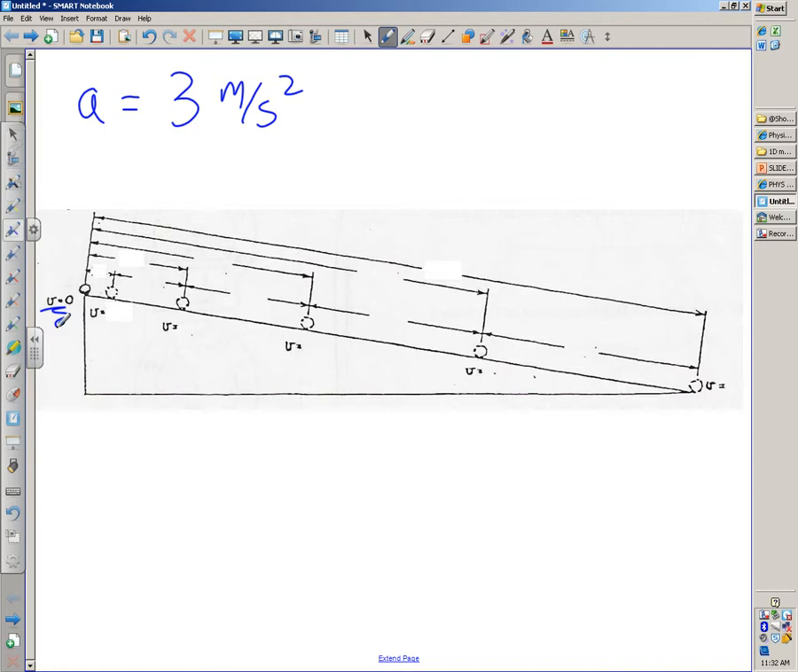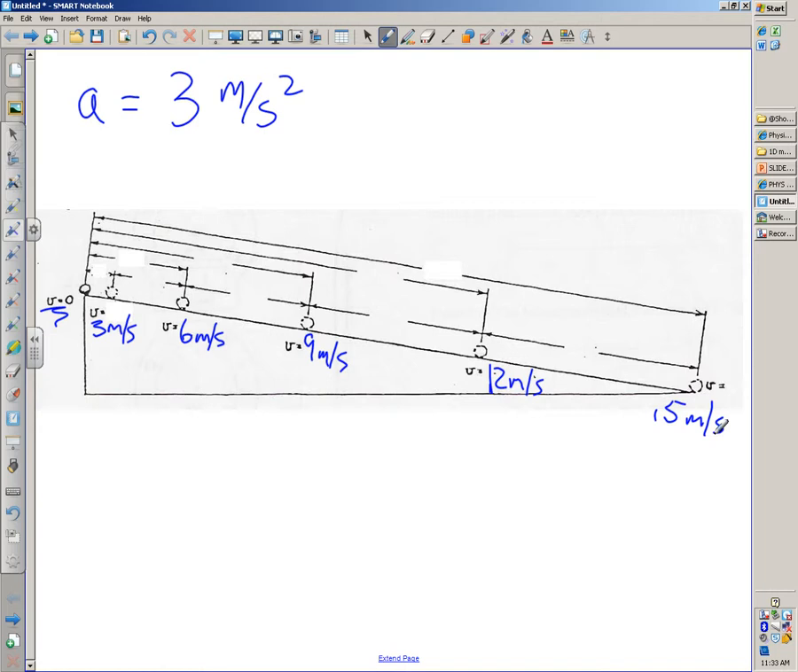It starts off with 0 velocity. What's the velocity going to be right here? How fast will it be going 1 second after it starts rolling? Its velocity here will be 3 meters per second. Here's 1 second later. How fast is it going to be going here? Here it's going to be going 6 meters per second. 1 second later. Now it's going to be going how fast? If the acceleration is 3 meters per second squared, how much does the velocity change every second? Changes by 3. So how fast is it going to be going here? 9 meters per second. Here? 12. And then down at the bottom of the ramp? 15.